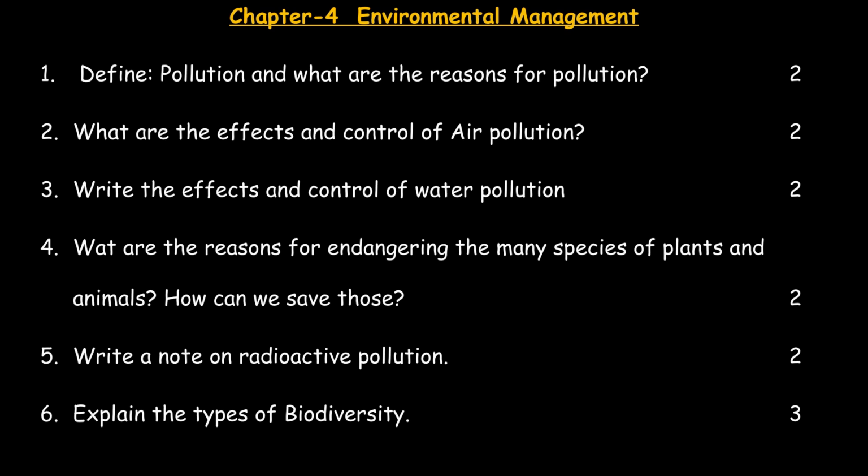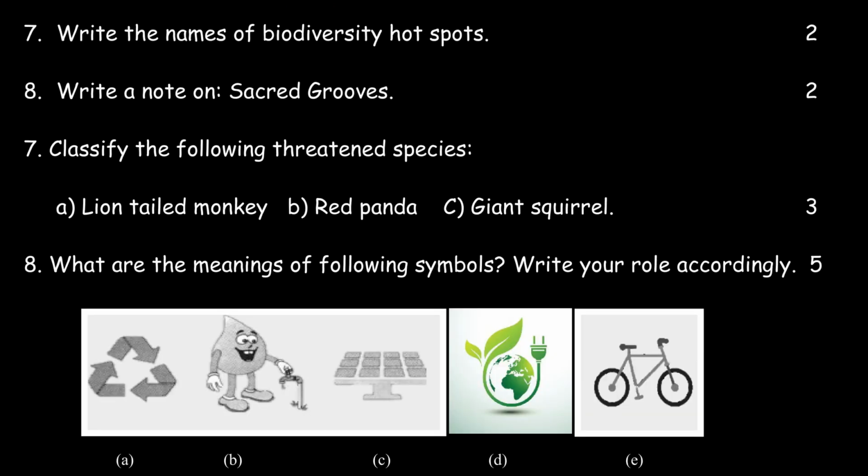Write a note on radioactive pollution. Explain the types of biodiversity. Write the names of biodiversity hotspots. Write a note on sacred groves. Classify the following threatened species: lion tailed monkey, red panda, giant squirrel. Then what are the meanings of the following symbols? They will draw the symbol and you will have to write the meaning of that.